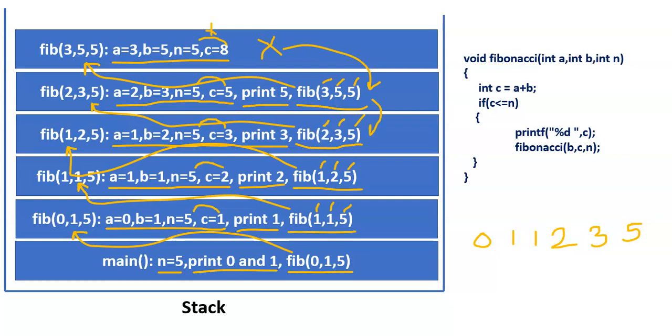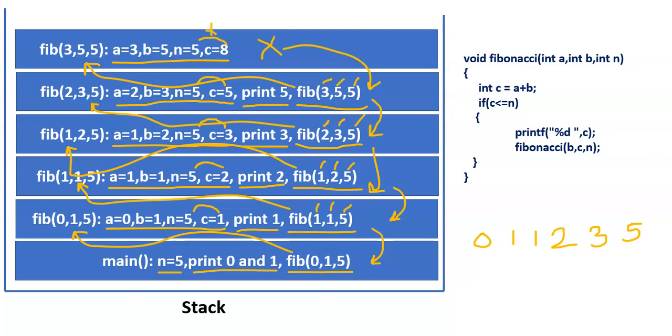Then control returns to its caller. Here also there are no more statements to be executed. Control returns to its caller. Here also no more statements. Again control returns to its caller. And similarly, finally control returns to main function. In the main function also there are no more statements.